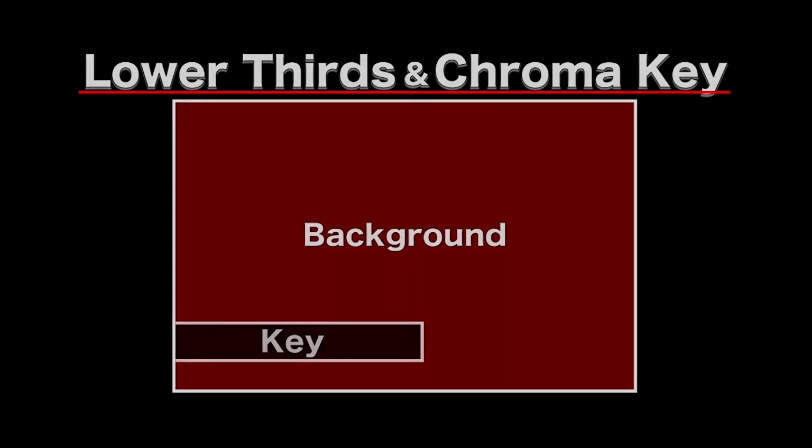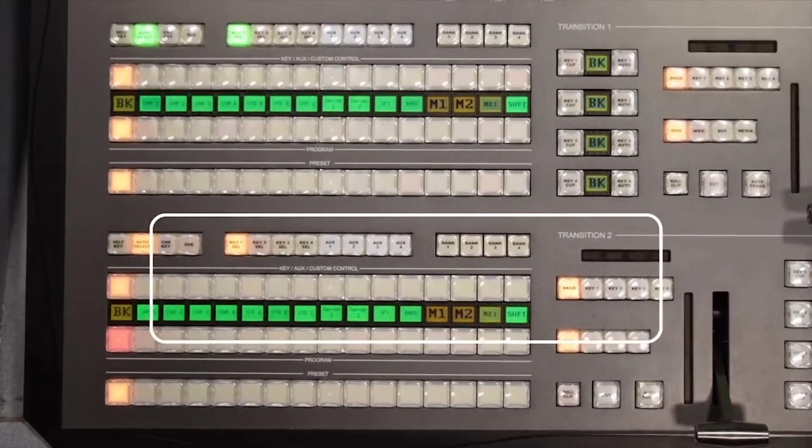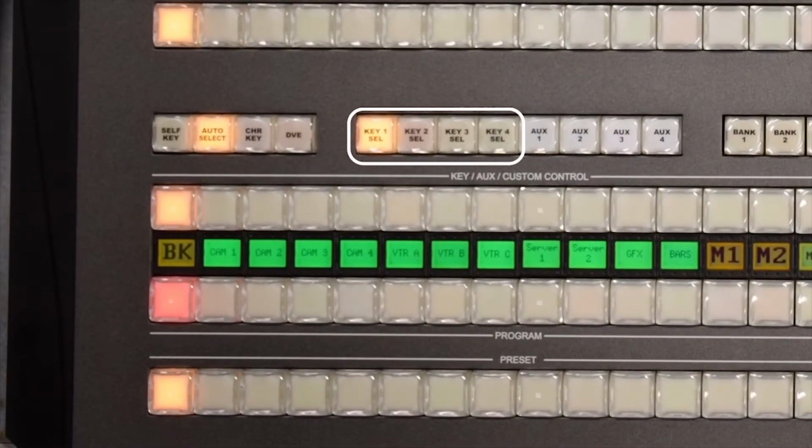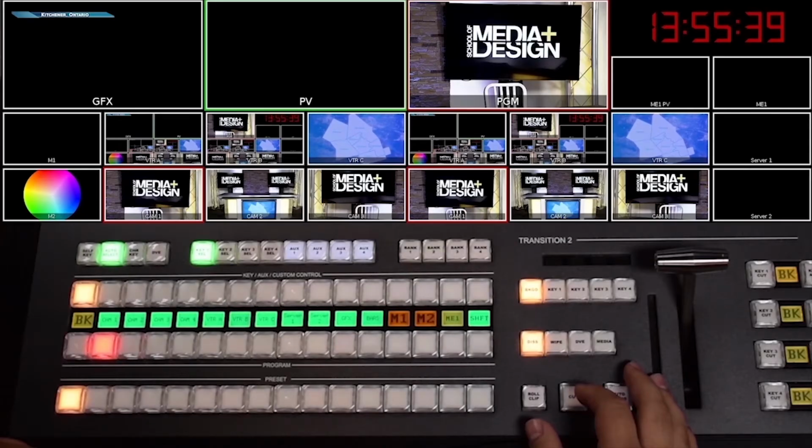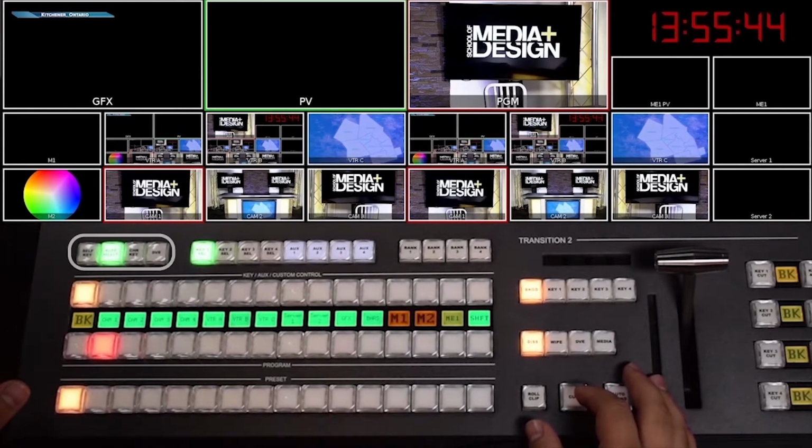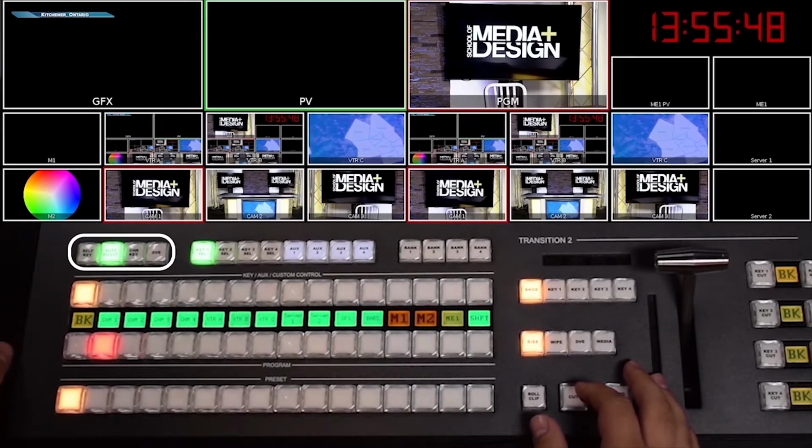So let's put a lower third on air. First, these are the key select buttons. With these, you will be selecting which key you'd like to set up. Let's select the Key 1 Cell button. Next are the key type buttons. For most graphics, you'll be selecting the Auto Select button.